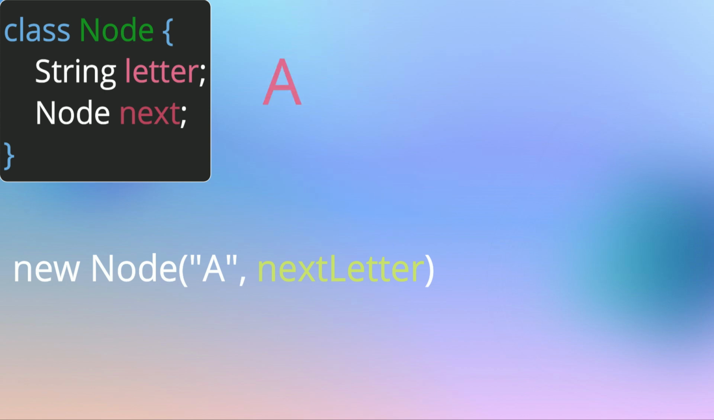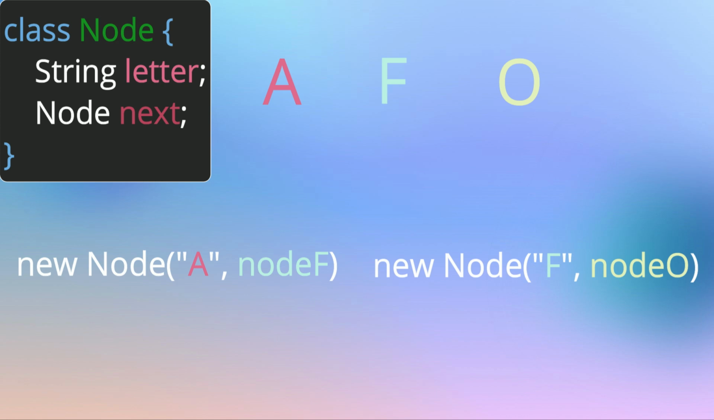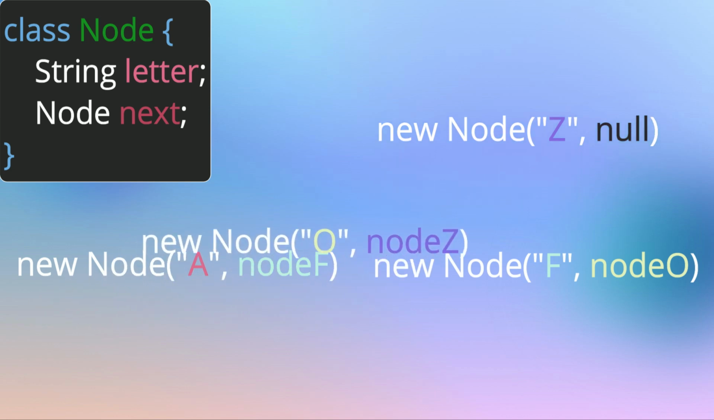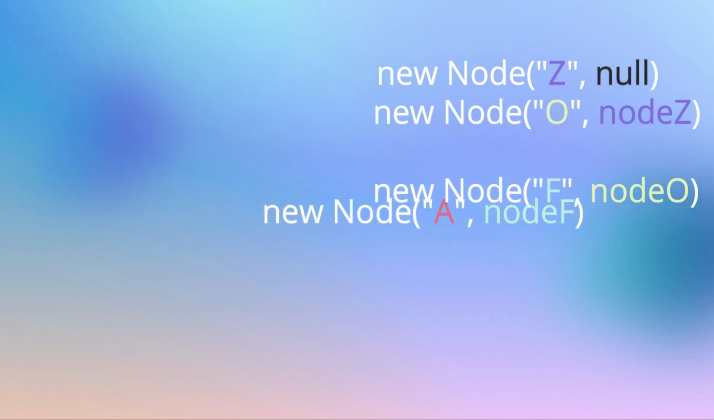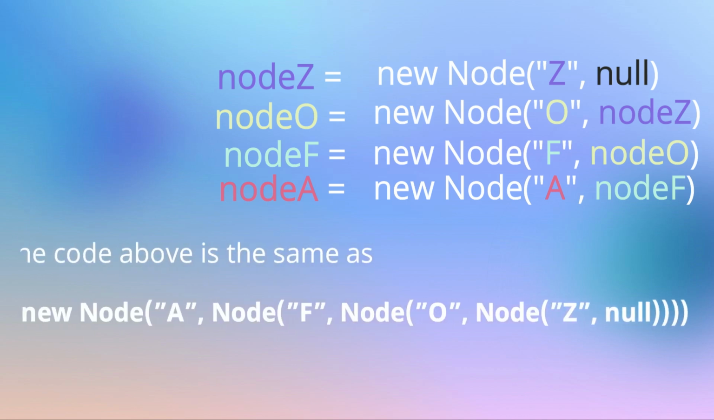They say the next letter is F. After F comes O. After O comes Z. At this point, they say it's the last letter. That's when the next value of the node is null. Okay, so now as long as we have the value of node A, we can access all the remaining letters. We can write down on the same line as follows. If you are thinking about the initialization of this linked list, it's actually equivalent to when we initialize an array.